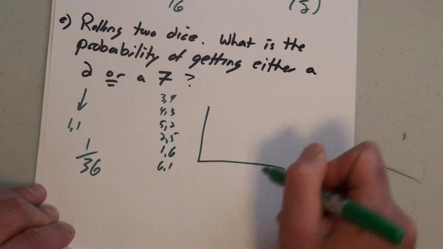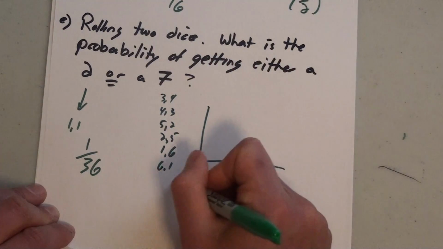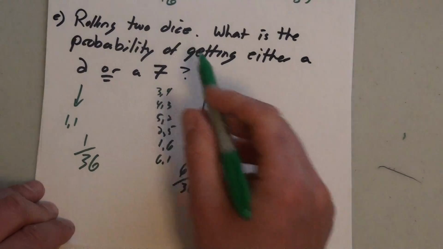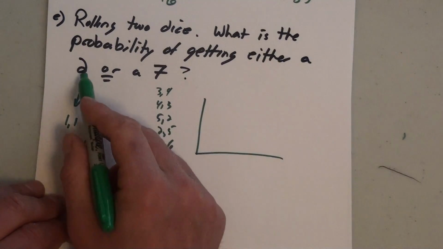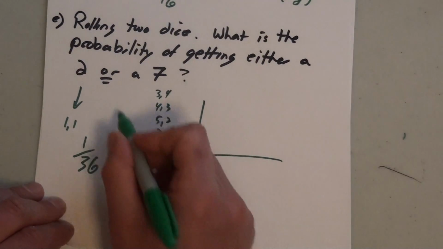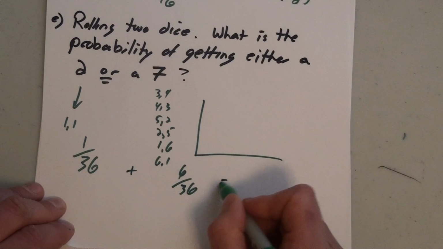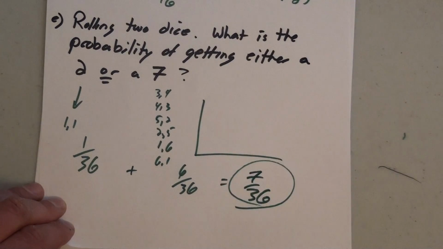A two-dimensional grid can also help you visualize it. There are 1, 2, 3, 4, 5, 6 out of 36 total different scenarios of me rolling 2 dice and getting a 7. Now I said it'd be a 2 or a 7. Or means I want to add them up. So I have 1 out of 36 plus 6 out of 36 equals 7 out of 36, which is the probability of getting a 2 or a 7.